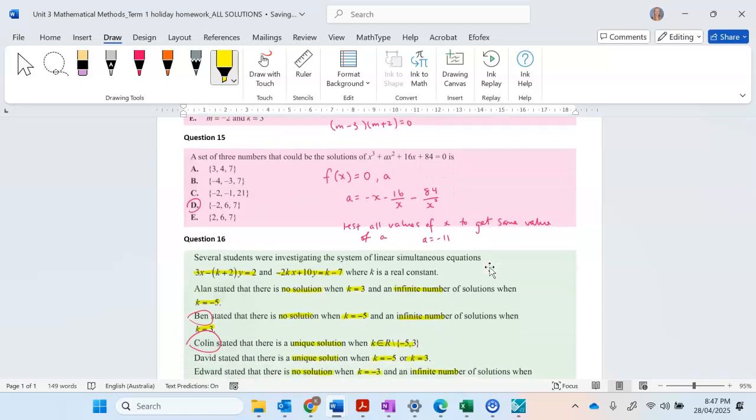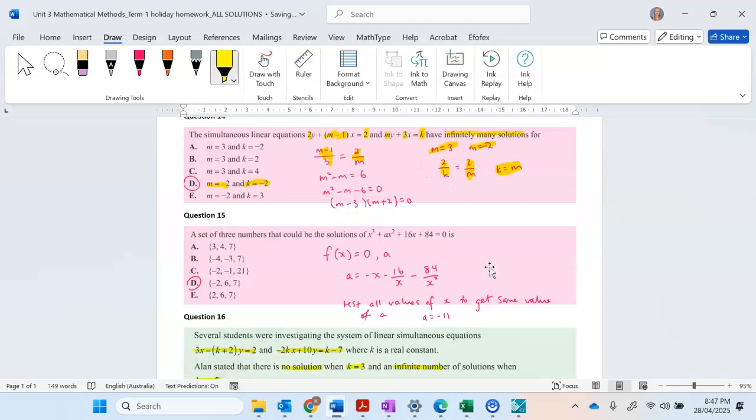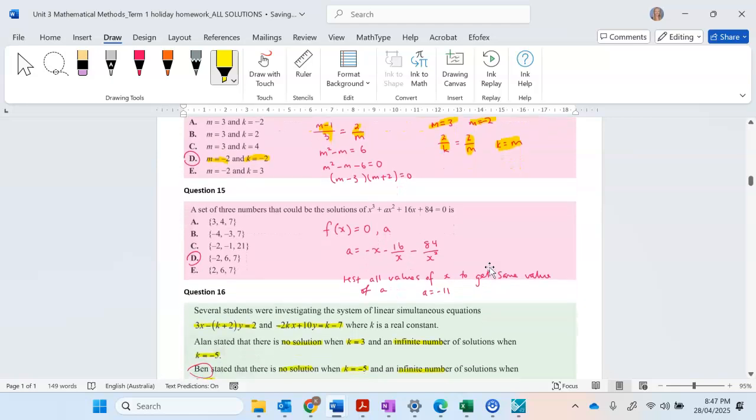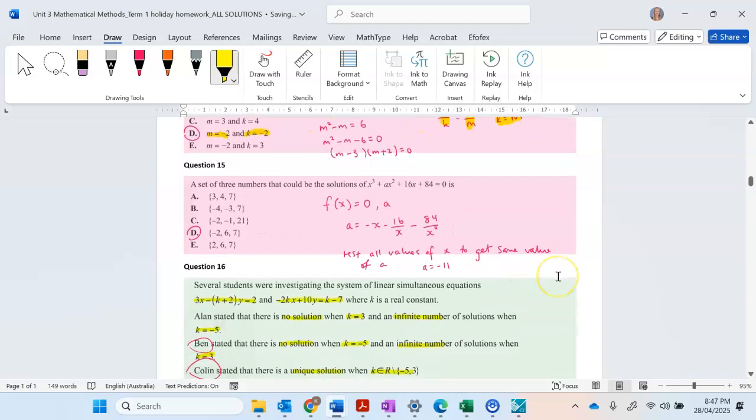Okay, question 15. A set of 3 numbers that could be solutions of, did that just glitch? Blah, blah, blah. All right, let me just have a look. How did I do this?